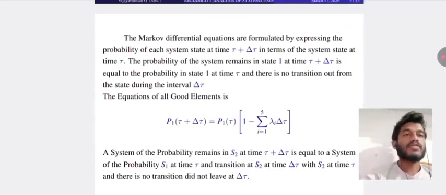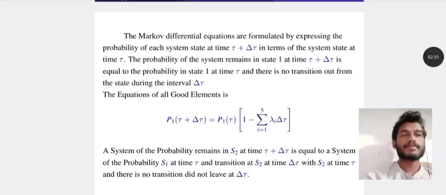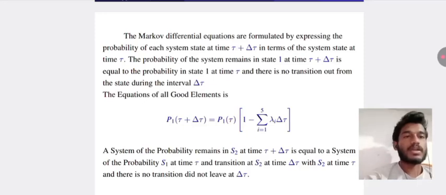The Markov difference equations are formulated by expressing the probability of each system state at time tau plus delta tau in terms of system states at time tau. The probability that the system remains in state 1 at time tau plus delta tau is equal to the probability of being in state 1 at time tau, and there is no transition out from the state during the interval delta tau. The equation for all good elements is P1 of tau plus delta tau, which is equal to P1 of tau times 1 minus the summation for i equal to 1 to 5 of lambda i delta tau.